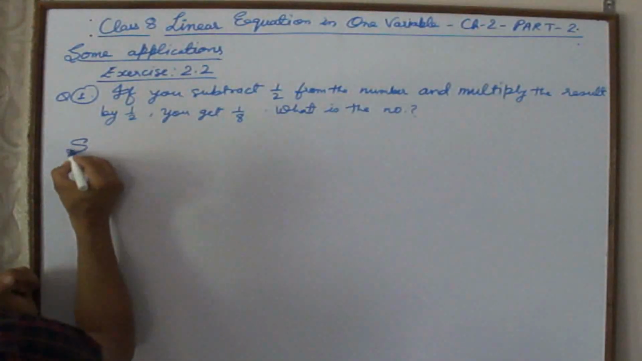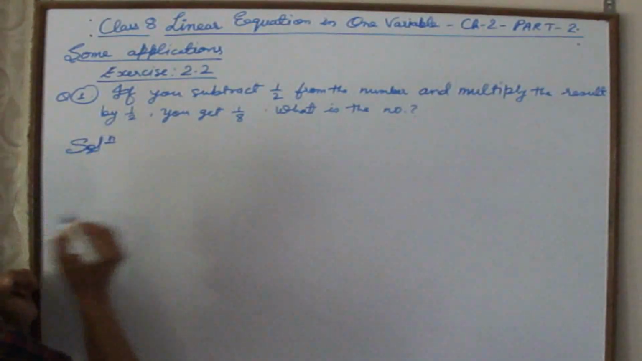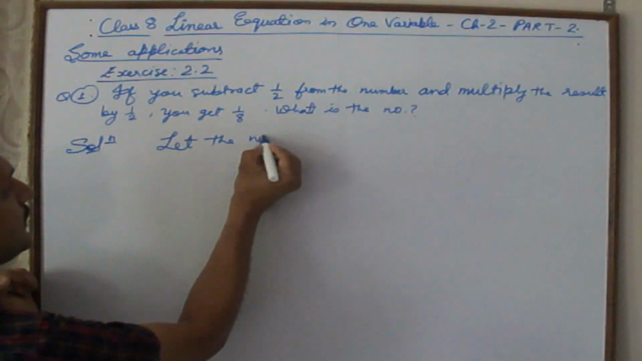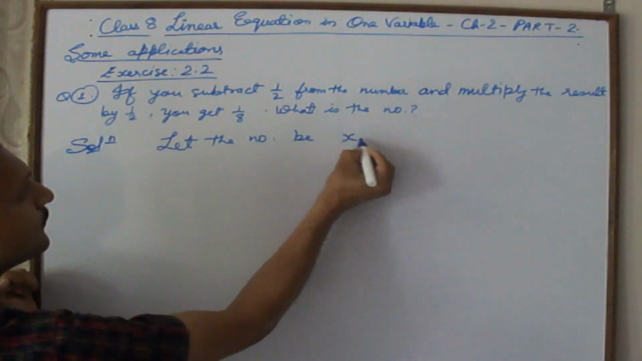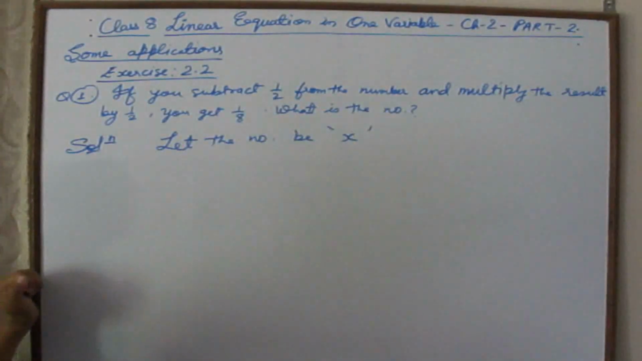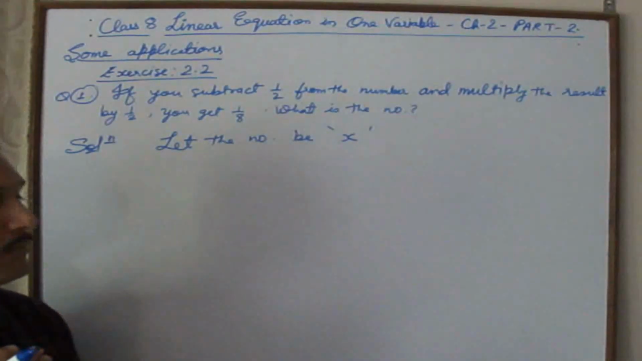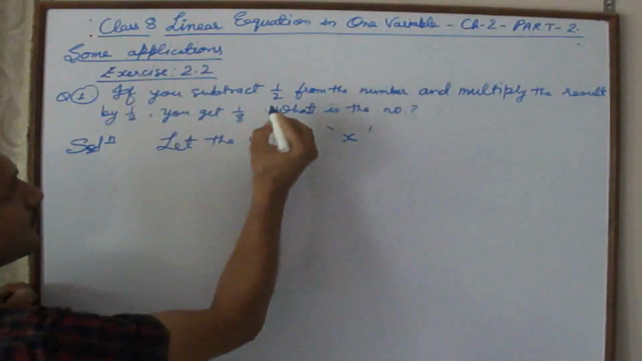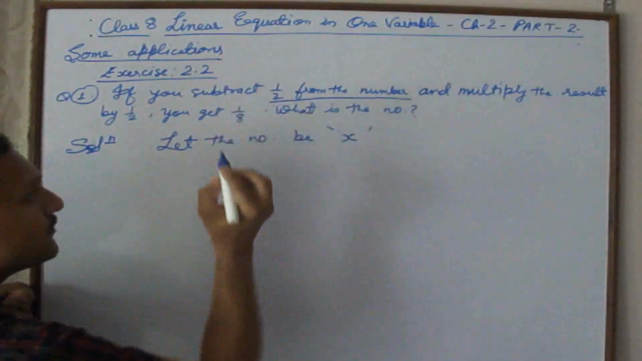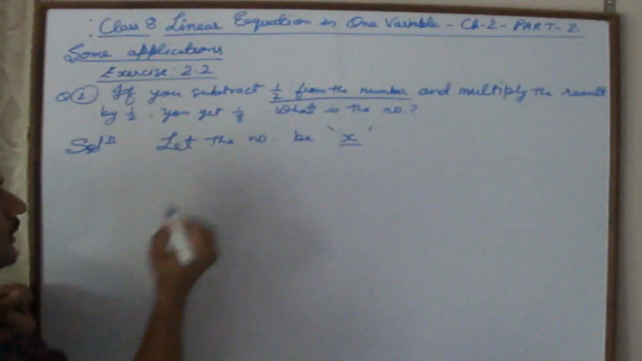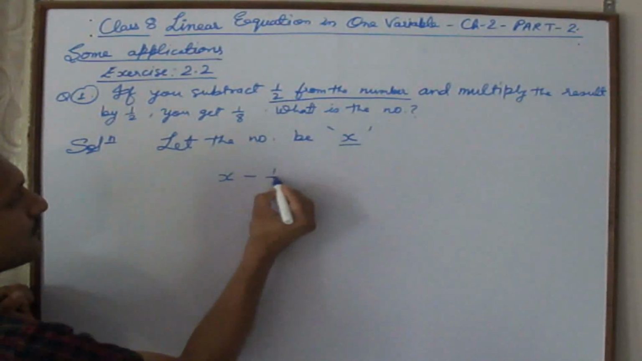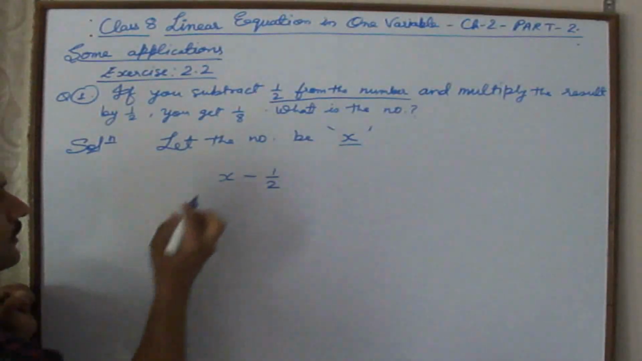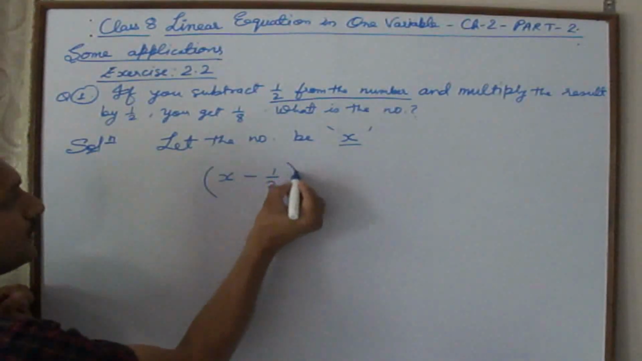So let's begin the solution. Let the number be x. We assume the variable x. Now again we'll read the question. If you subtract half from the number: the number is x now, and from the number we have to subtract half. So we have subtracted. And multiply the result.